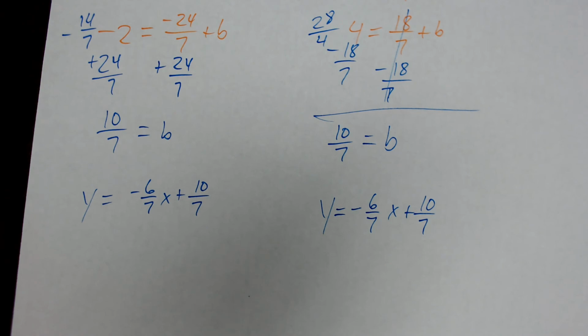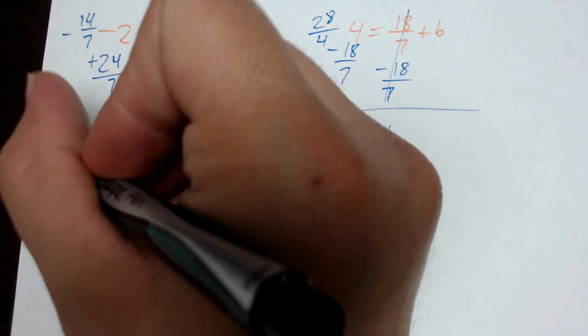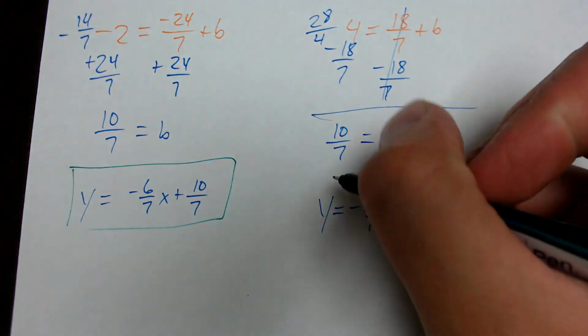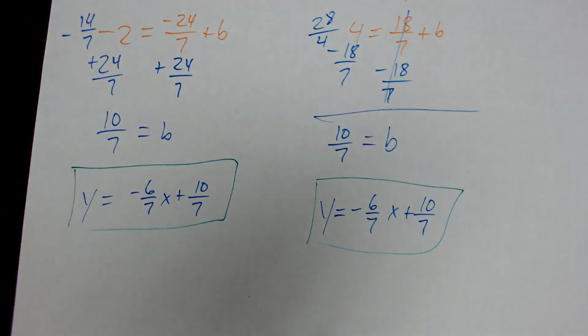All right, in case I didn't make it clear earlier, this is your final answer right here. Your final answer is writing the equation of the line, and you can do that if you only know 2 points.